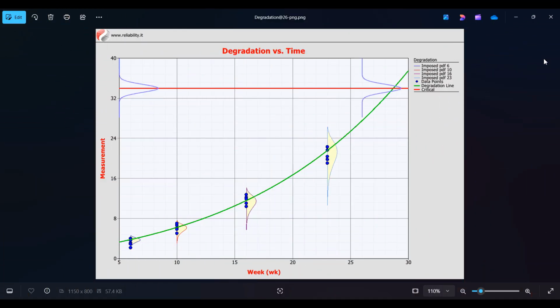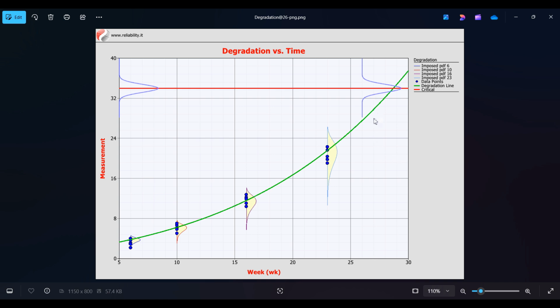In this video, we're going to start from the destructive degradation exercise, but we're going to consider some variability in the critical level. Instead of considering a single threshold set at 34, we're going to replace it with a normal distribution centered around 34, but with a standard deviation of 0.8. So we then want to calculate what is the probability of a failure after 26 weeks.